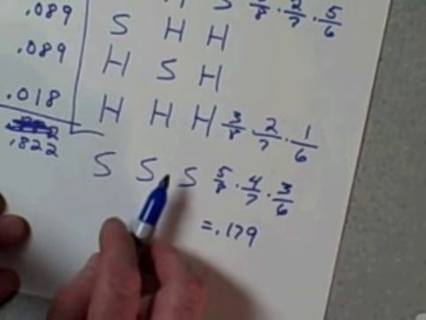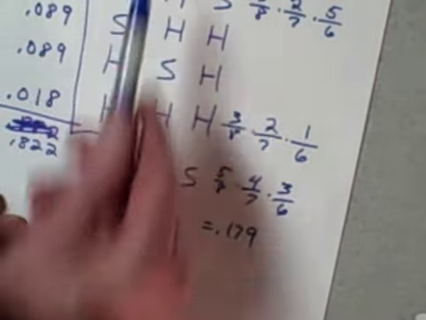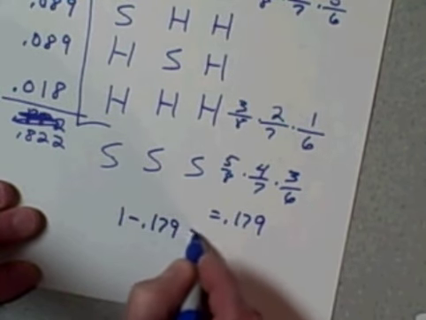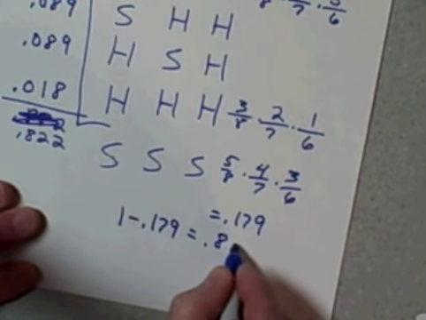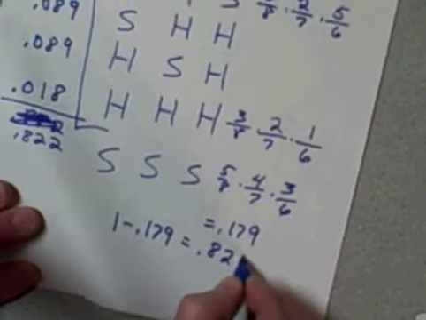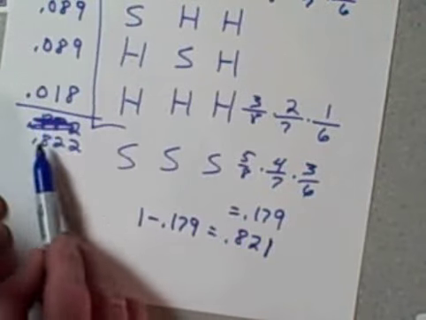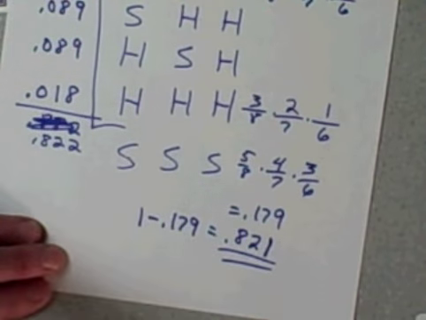Since this is the complement, I know I can find the complementary probability by simply subtracting this from 1. So 1 minus 0.179 is equal to 0.821. And you say, well, that's really close to what we got over here, but not exact. Well, the difference is because of rounding; with this much rounding, we're just off by a thousandth. This is really closer to the exact answer.